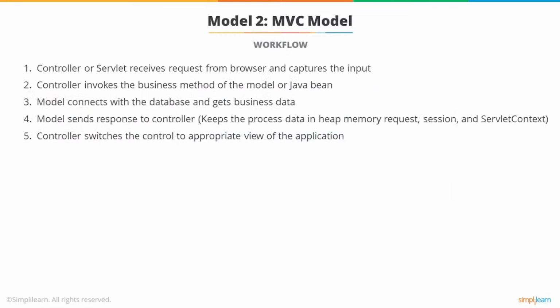Controller or servlet receives requests from the browser and captures the input. Controller invokes the business method of the model or Java bean. Model connects with the database and gets business data. Model sends the response to the controller, keeps the processed data in request, session and servlet context, and the controller switches the control to the appropriate view of the application.